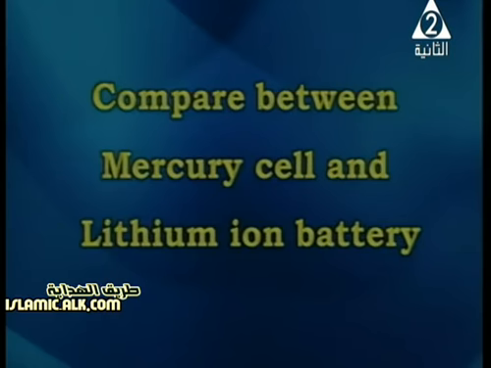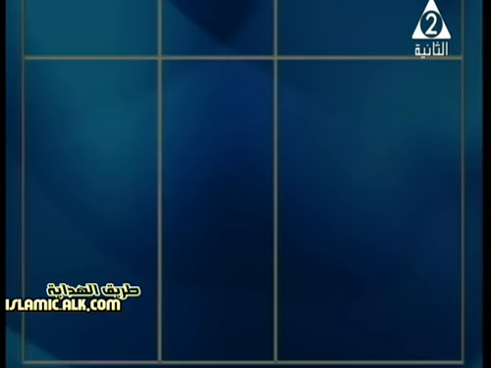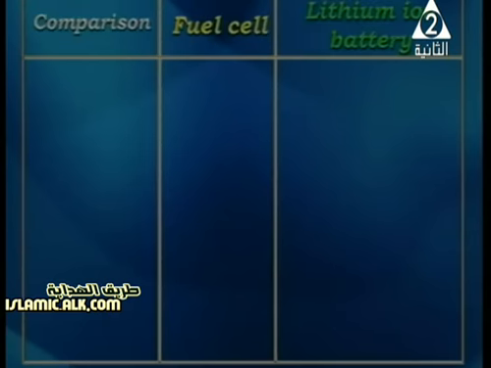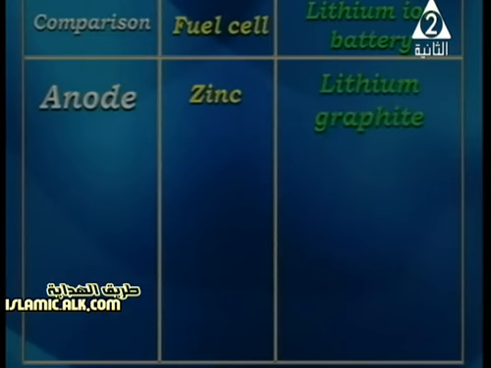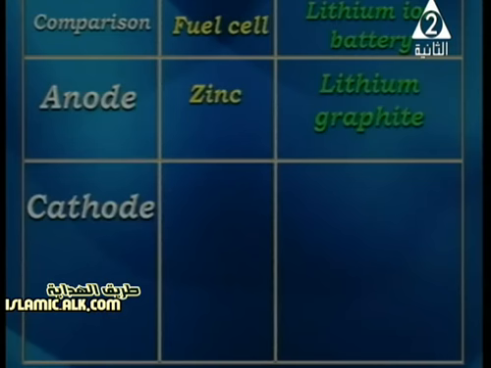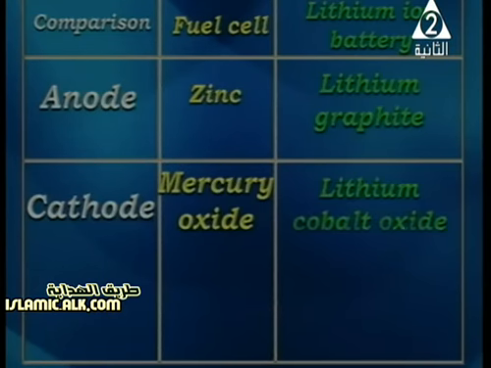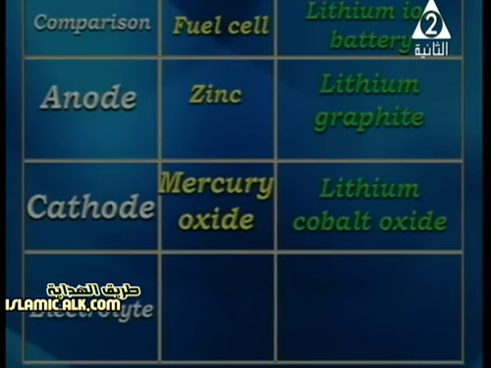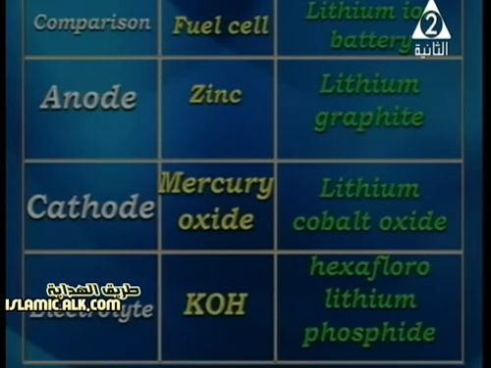Next type of question. Compare between mercury cell and lithium-ion battery. If you make a comparison between the mercury cell and lithium-ion battery, the anode in the mercury cell is zinc, while in lithium-ion battery it is lithium graphite. The cathode in the mercury cell is mercury oxide, and here lithium cobalt oxide in the lithium-ion battery. And the electrolyte in the mercury cell is KOH, and here lithium hexafluorophosphate in the lithium-ion battery.